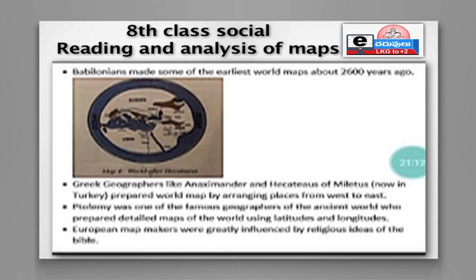Who are the map makers? What are they called, children? Cartographers. The people who make the maps are called cartographers. And Ptolemy was one of the famous geographers of the ancient world, who prepared detailed maps of the world using the longitudes and latitudes.